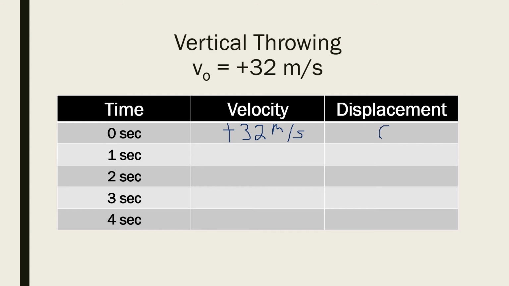This is a situation of vertical throwing where the initial velocity is 32 meters per second. Because it's vertical throwing, I know that the initial velocity goes in for the velocity at time 0, and the displacement is 0. How will I get these other velocities? Subtract 9.8 every single second. But wait a minute, Bizzuto, you didn't say we were on Earth. It's safe to assume that you are on Earth, even if I don't say it. So minus 9.8.